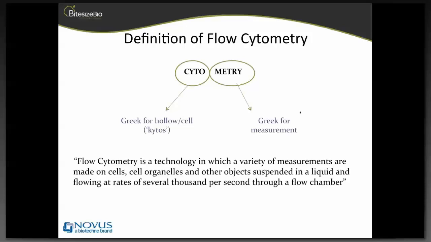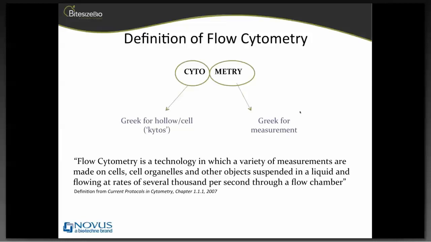If we look at this definition from the Current Protocols in Cytometry, flow cytometry is a technology in which a variety of measurements are made on cells, cell organelles, and other objects suspended in a liquid and flowing at rates of several thousand per second through a flow chamber. So it's important to know that we are looking at cells in suspension. It's not just cells, we can look at other things such as beads and other particles, and we're looking at several thousand, so we can get quantitative data from them.